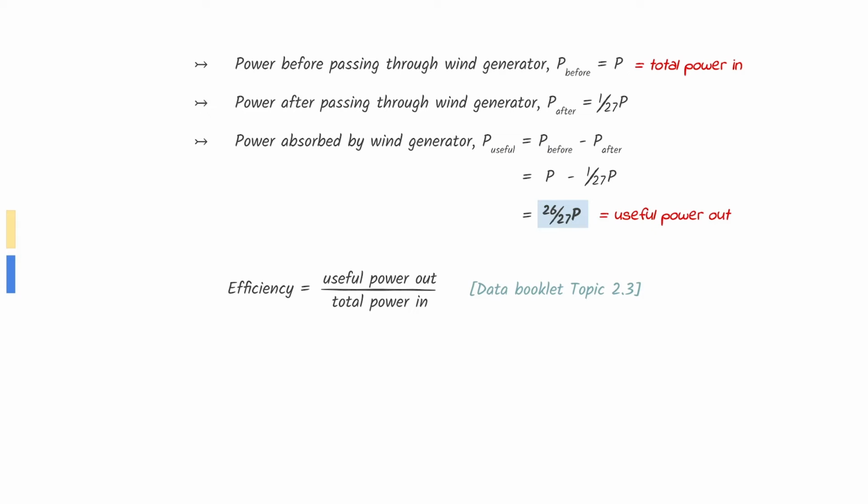Use the equation given in the data booklet to find the efficiency. Here, the useful power out is the power absorbed by the wind generator, and the total power in is the power before passing through the wind generator. Put these two values into the equation and simplify to find your answer.